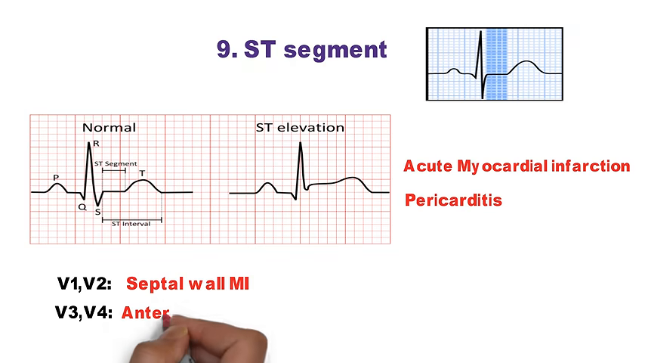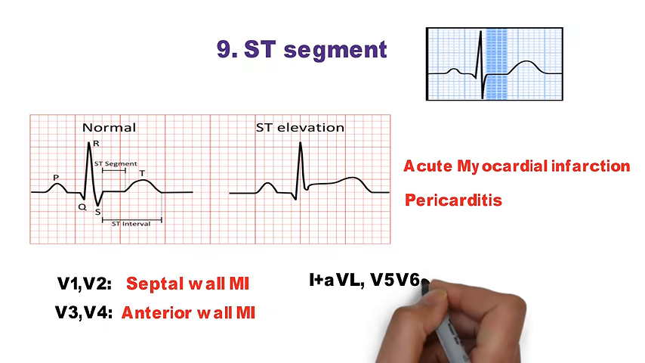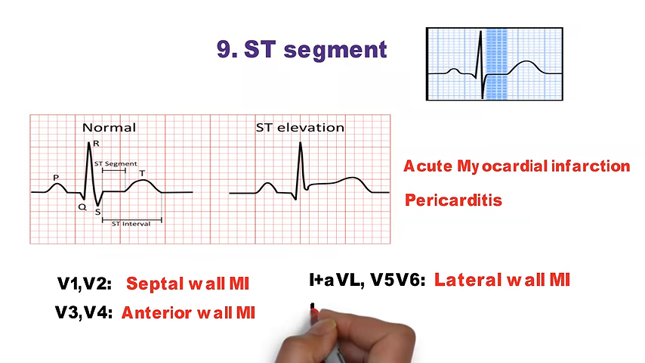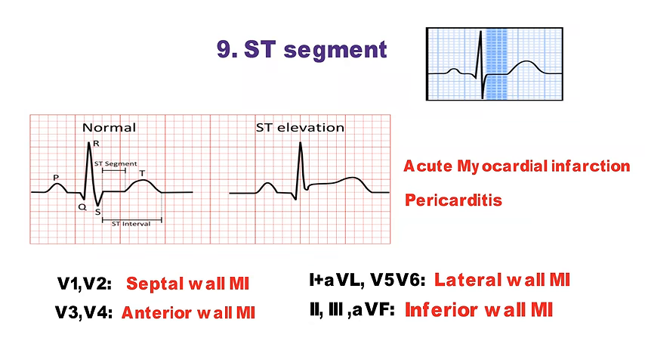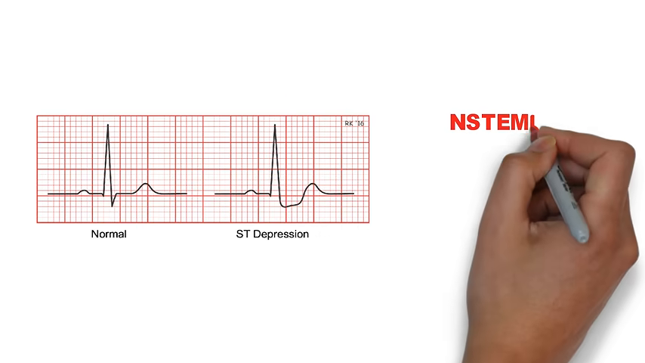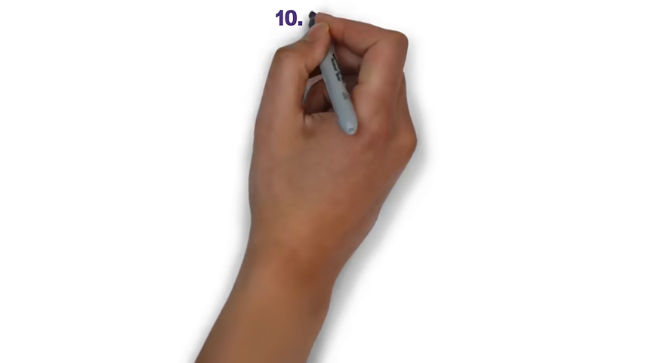If in V3, V4, then anterior wall MI. If present in lead 1 plus AVL and V5, V6, then lateral wall MI. And if present in 2, 3, AVF, then it suggests inferior wall MI. ST segment depression is seen in NSTEMI, myocardial ischemia, posterior MI, and many other causes.